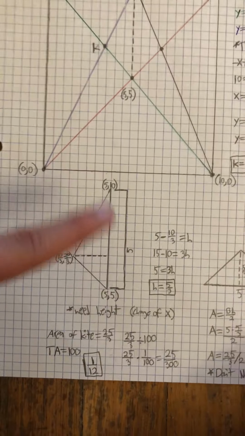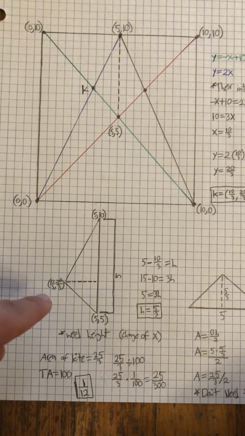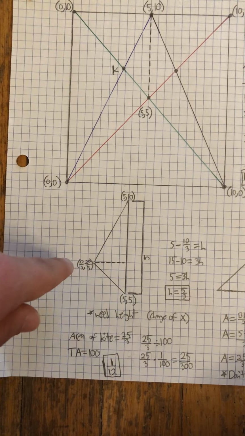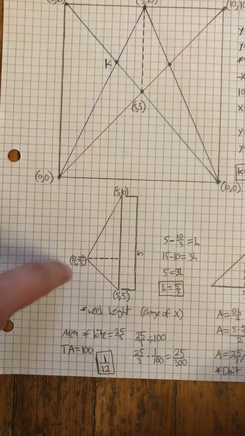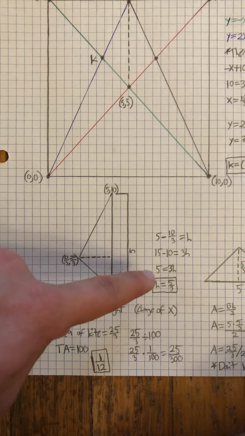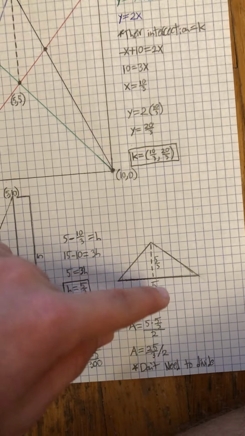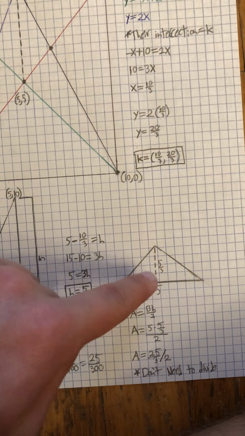So then I redrew the triangle. We know that the base is going to be 5, and we need the height. The height can just be drawn as the change of x, right? From 5 to 10 thirds. So I did 5 minus 10 thirds equals the height, and the height equals 5 thirds. So I drew it again. Now we have a base of 5, a height of 5 thirds.